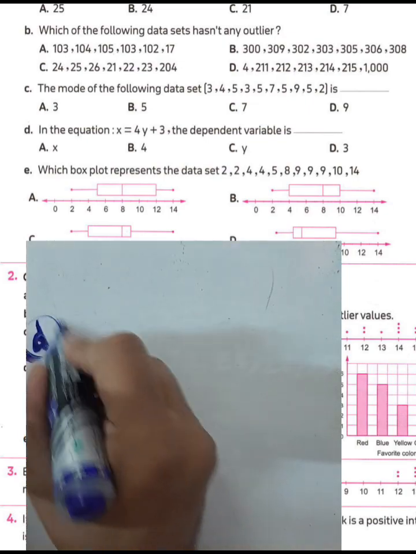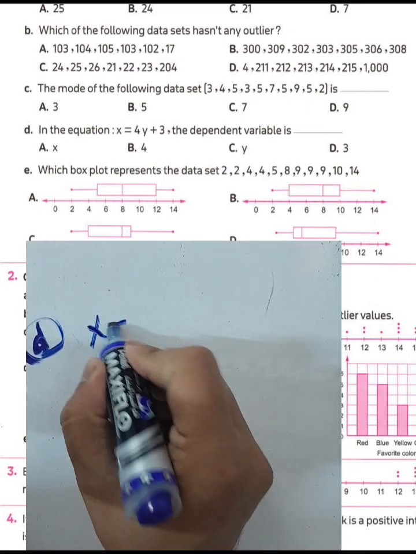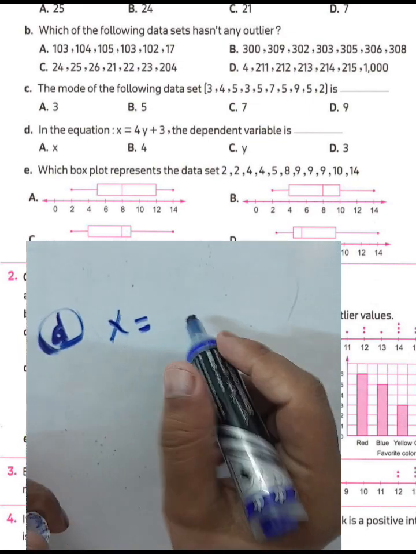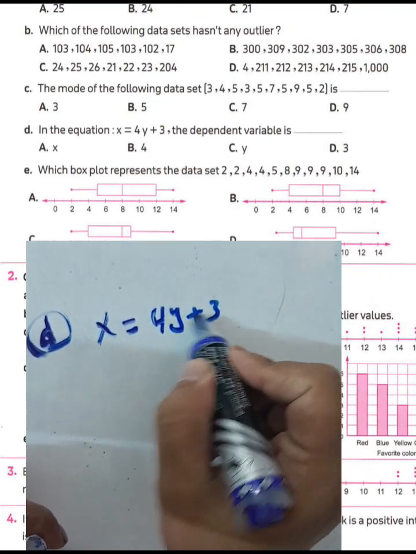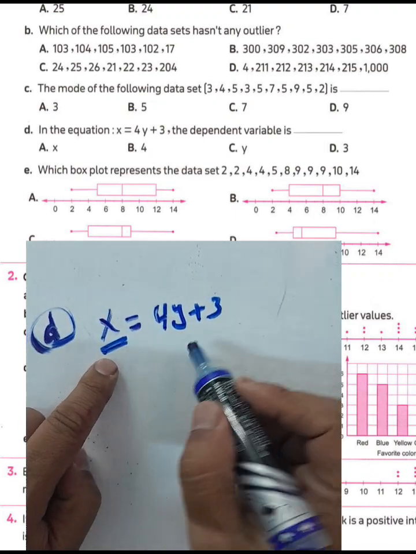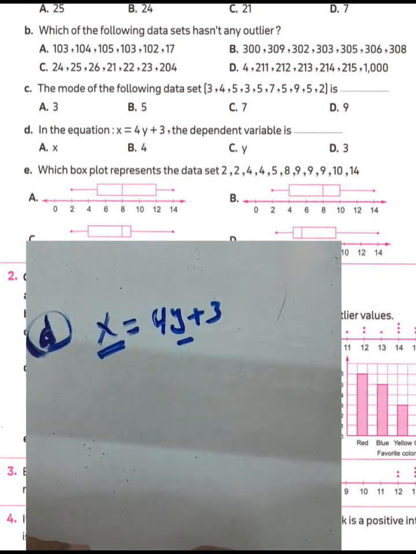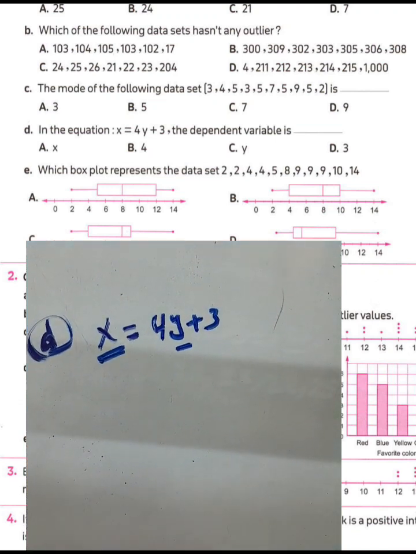In the equation x equals 4y plus 3, the dependent value here, the dependent, will be what? Look here, x equals 4y plus 3. We call x dependent and y independent. Then in the equation, the dependent here will be x. Choose letter E.